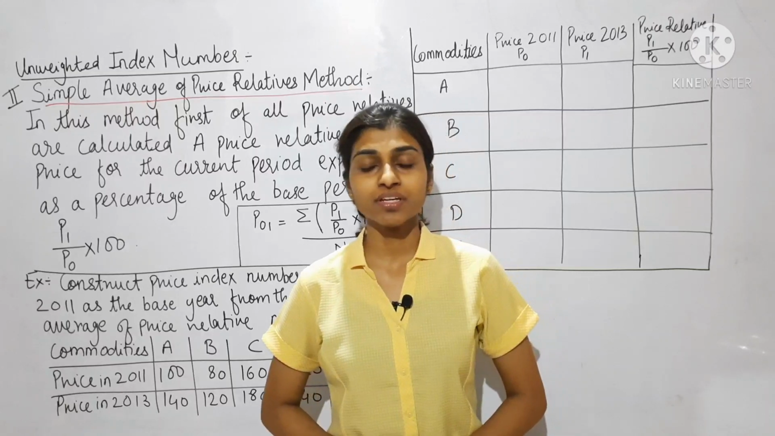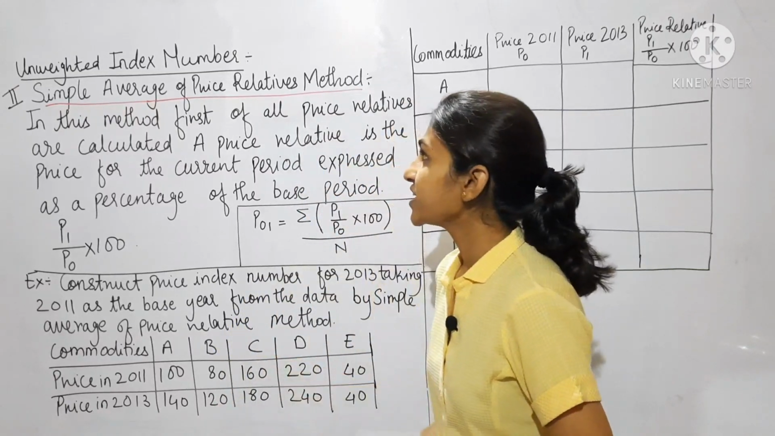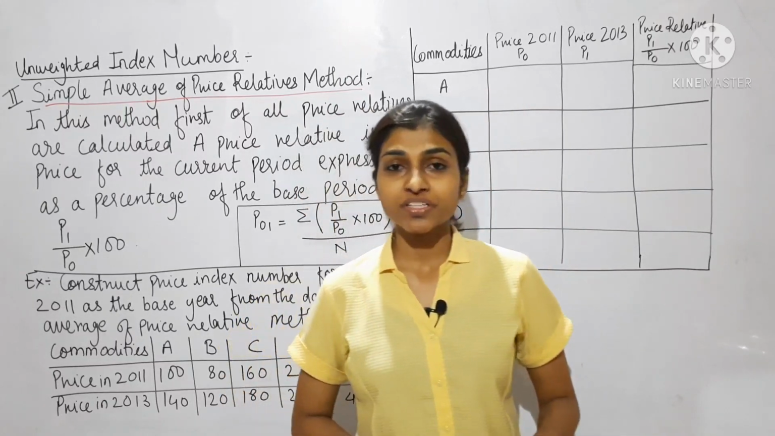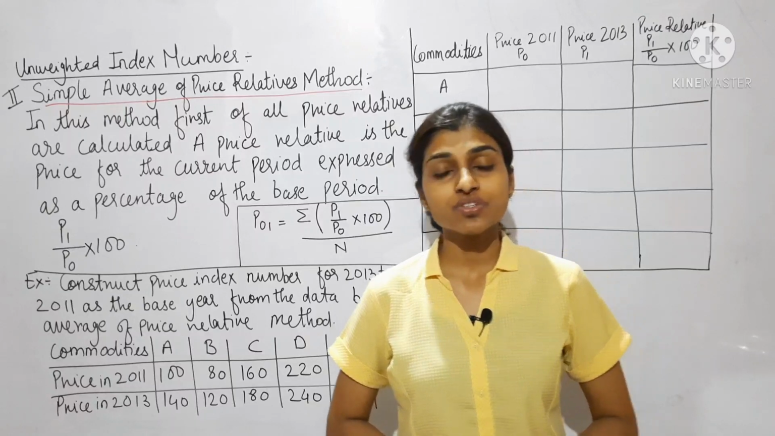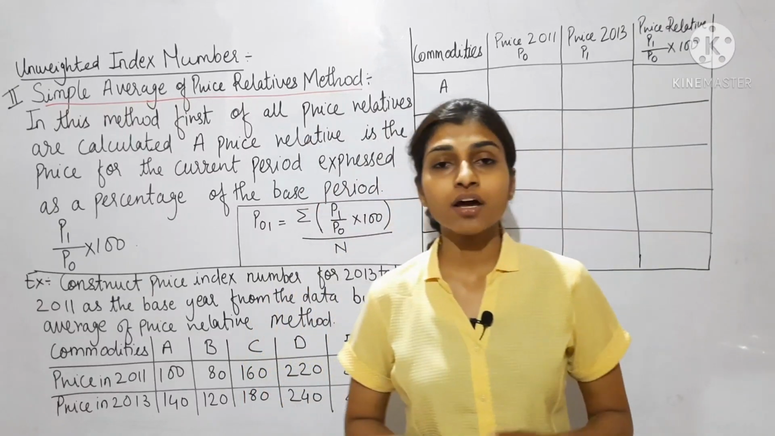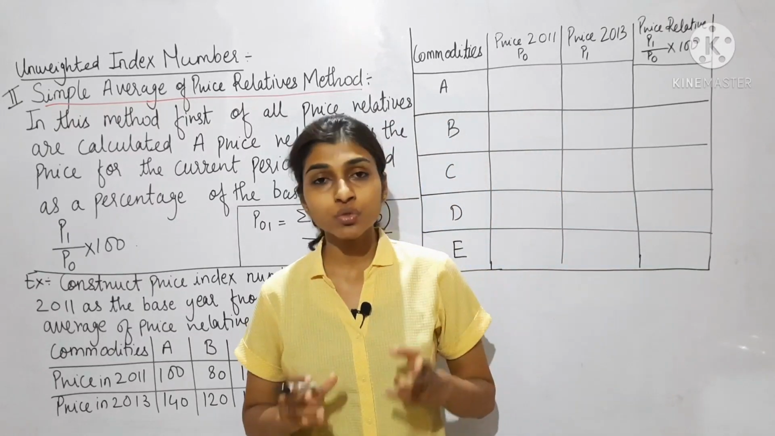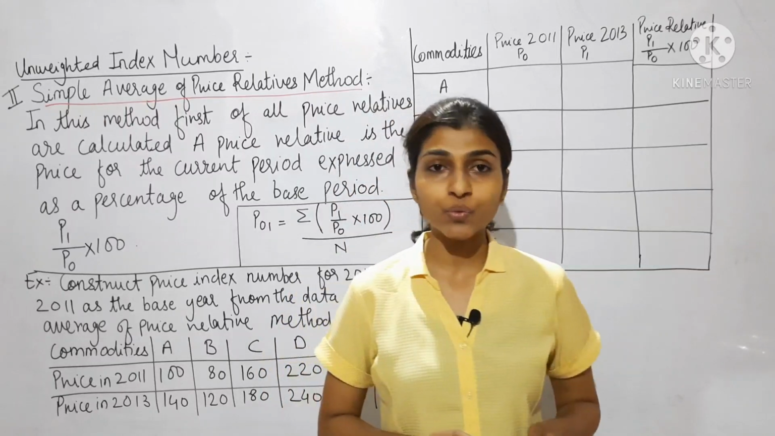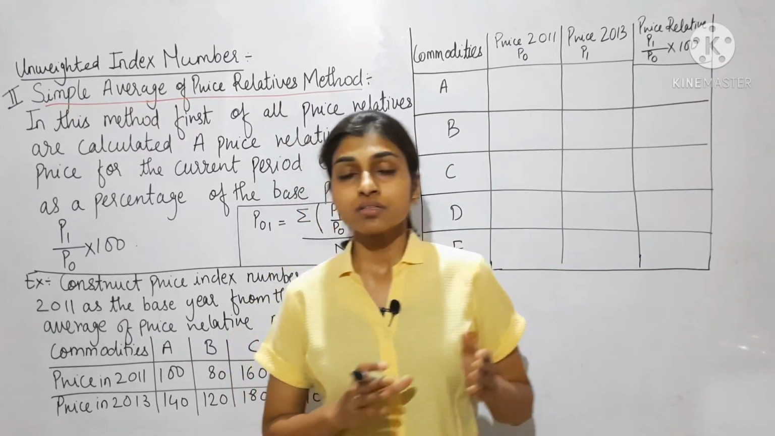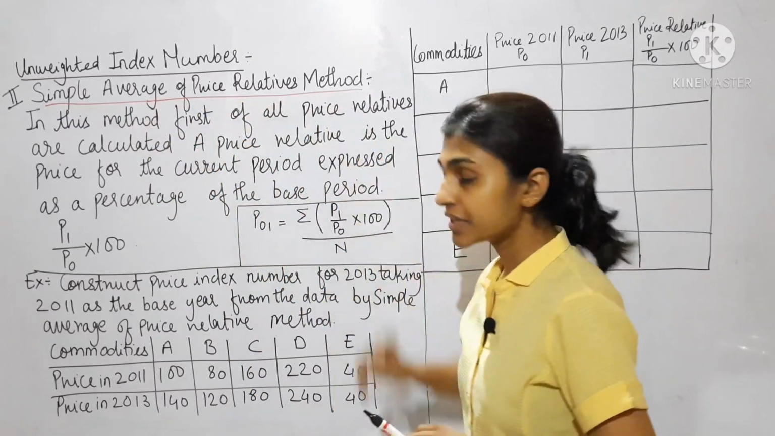I am Namita Mane. In today's video, let us discuss unweighted index number. In my last lecture, I explained what is index number and the methods of construction of index number. Under that, we have studied that there are two types of index number: unweighted and weighted method. Under unweighted, there is simple aggregate method and simple average of price relative method.